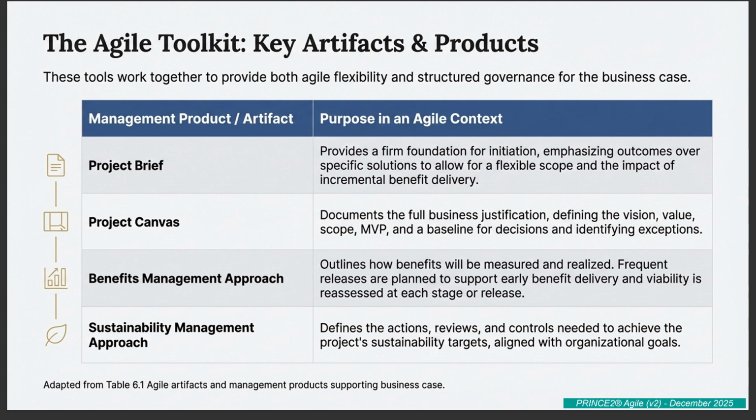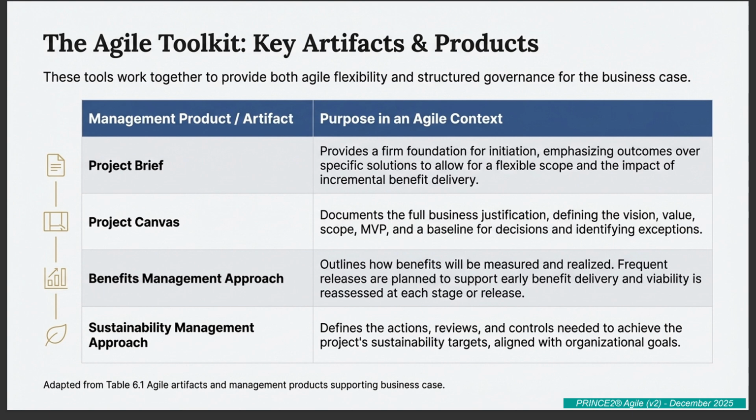Very clever. Okay, next up is the benefits management approach. This is about proving the benefits are actually happening. Yes, and in an Agile context, the guidance for this is all about frequency. The approach must plan for frequent releases to support early benefit delivery. And because value is landing sooner, it also mandates that the project's viability should be reassessed more often, maybe after each major release, not just at the end of a long stage.